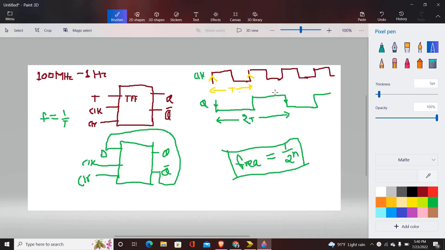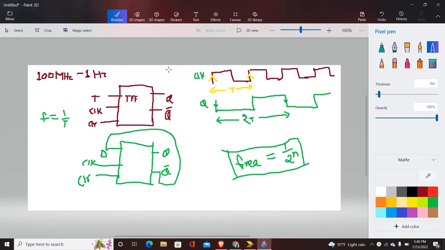Hello everyone, today I will discuss with you how to convert 100 MHz frequency into 1 Hz frequency. This conversion of frequency will be done with the help of flip-flops. I am using two flip-flops for this conversion. One is a T flip-flop and one is a D flip-flop.